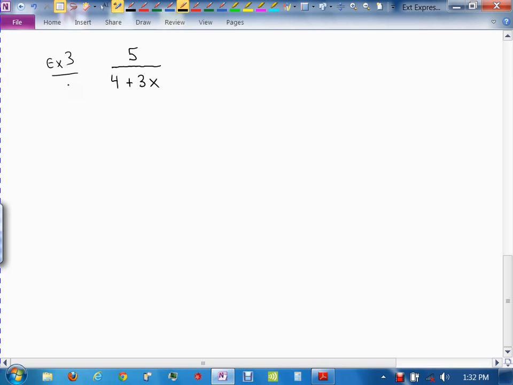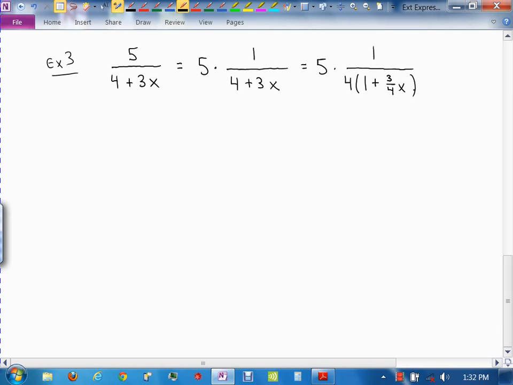So now it's time to play a game. All right, so tell me if you believe this. This is the same as 5 times 1 over 4 plus 3x. That's right. But that's the same as 5 times 1 over 4 times, in parentheses, 1 plus 3/4 x. So essentially, I'm factoring a 4 out of this.